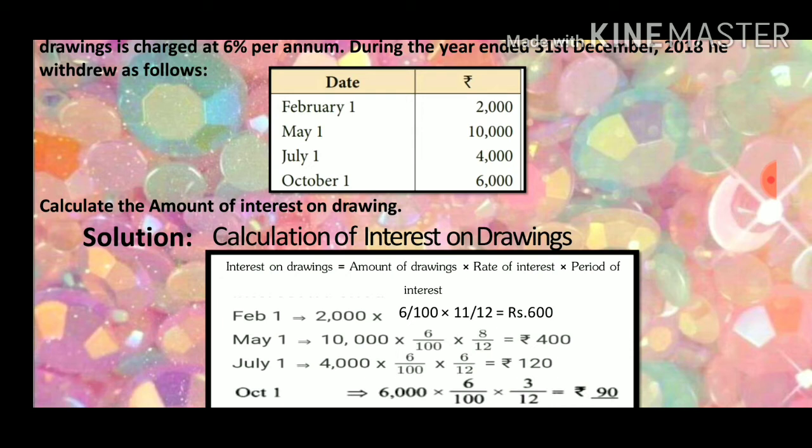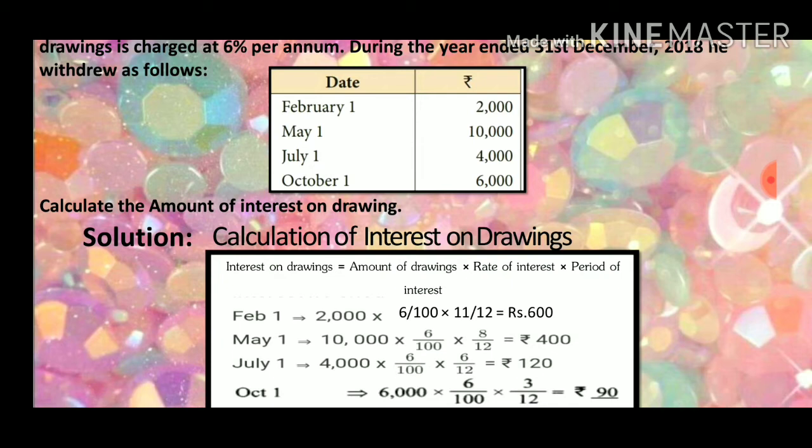How to calculate the period of interest? He withdrew on February 1st, and the closing date we calculate is December, so we include December. So beginning to end: February is the opening date of the withdrawal, and the closing date is December. February, March, April, May, June, July, August, September, October, November, and then December. So 11 months for interest on drawings. The period of interest on drawings means how many months? 11 months you have to pay the interest.